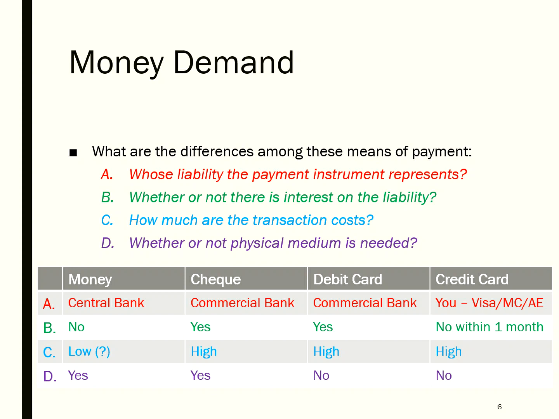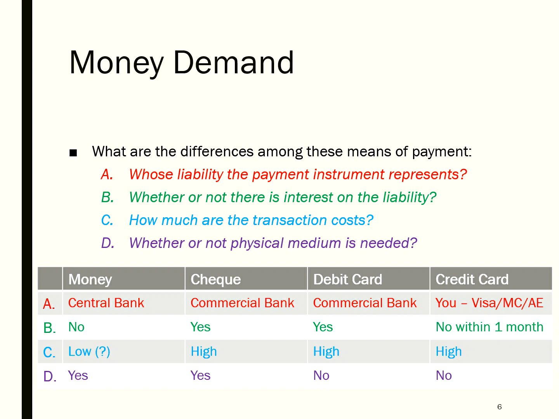But for check and debit cards, the liability belongs to the commercial bank who issued it. You use the checkbook or debit card to pay in everyday life because it is backed up by the bank. The credit card, however, the liability belongs to you because you owe money to Visa, MasterCard, or American Express. They hold your assets and you owe money to them. This is different from the previous 3 cases because the liability is yours, not other institutes'.